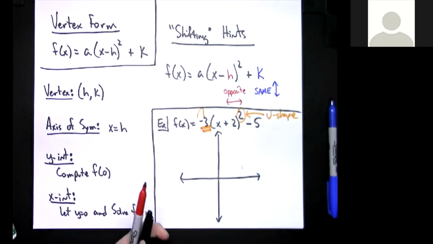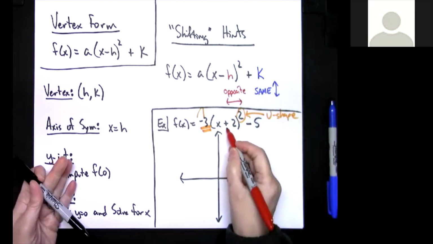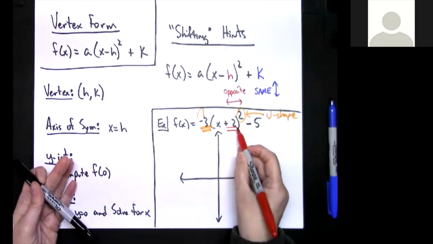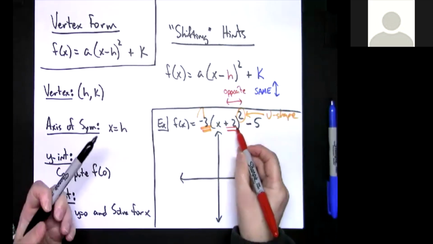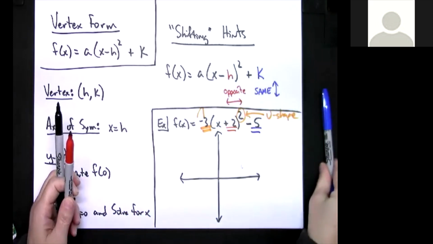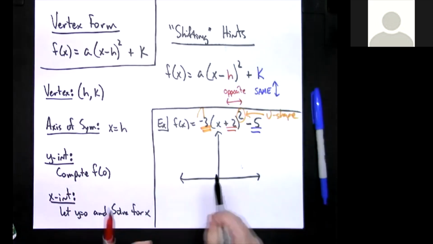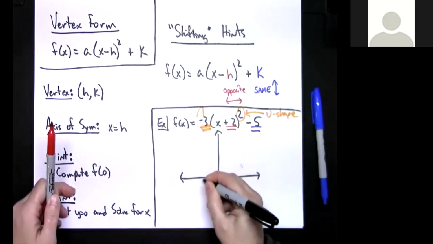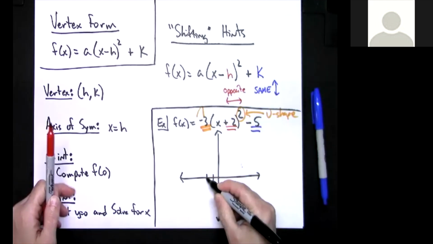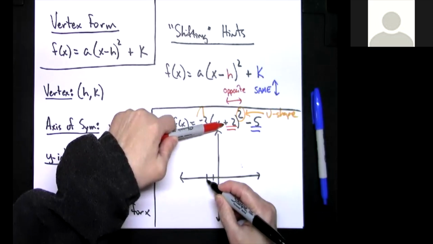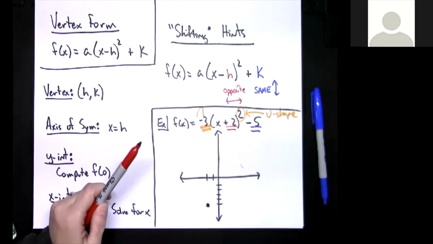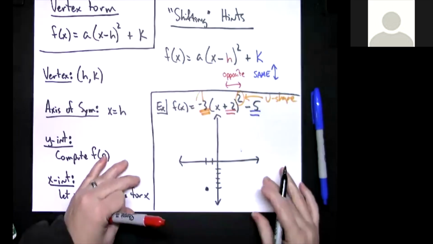Then I can real quickly look at this. This tells me I'm going to go to the left 2, because it's opposite. This tells me I'm going to go down 5. So from the origin, I'm going to go left 2, and then go down 5: 1, 2, 3, 4, 5. Left 2, opposite of this one, same, down 5. Go put my dot. I know it's upside down. I know it's relatively narrow.